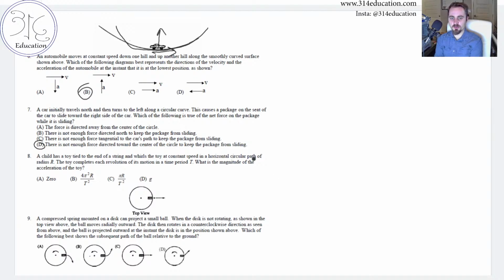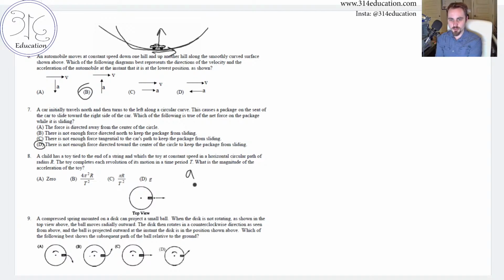Problem 8: we have a child that has a toy tied to the end of a string and whirls the toy at a constant speed until they wrap it around their neck, and it all ends in tears. You don't give your child a bolo. They're very dangerous. They whirl the toy at a constant speed in a horizontal circular path of radius r. The toy completes each revolution of its motion in a time period T. What's the magnitude of the acceleration of this toy?